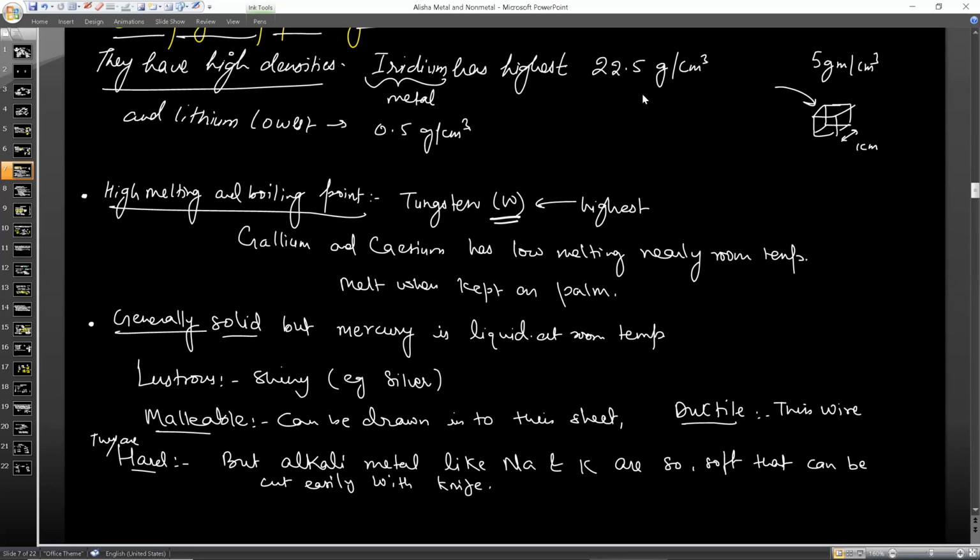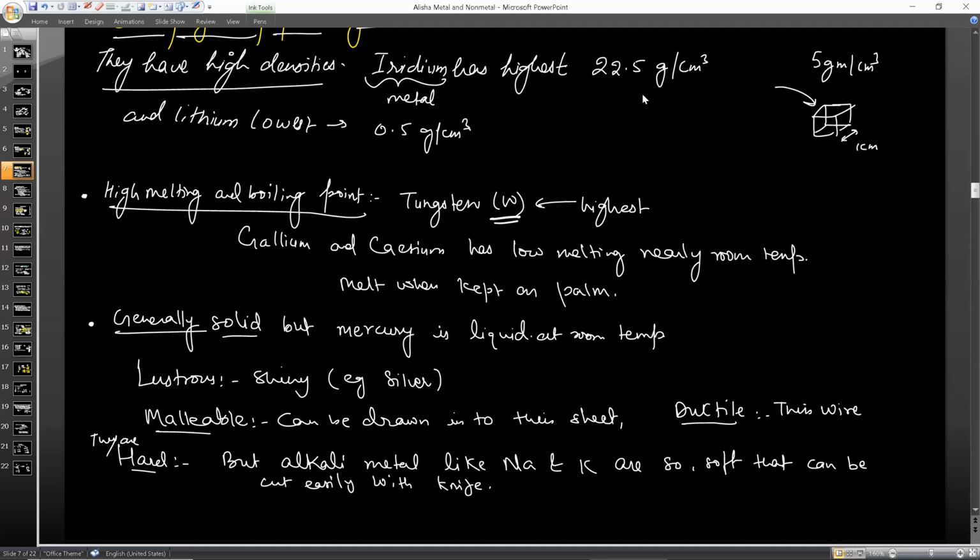For ice, it will take 1 kg. I'm just talking about the grams per centimeter cube. If you take an ice cube with a mass of 1 kg, and of the same dimension you take iridium, it will weigh 22 kg 0.5 grams, 22 and a half kg. So just imagine.